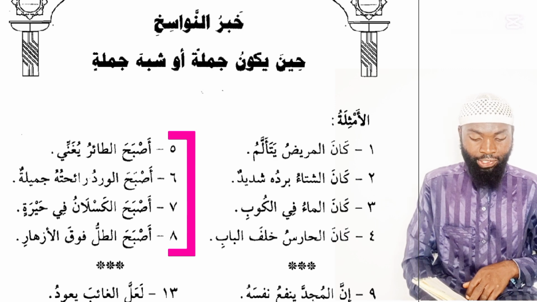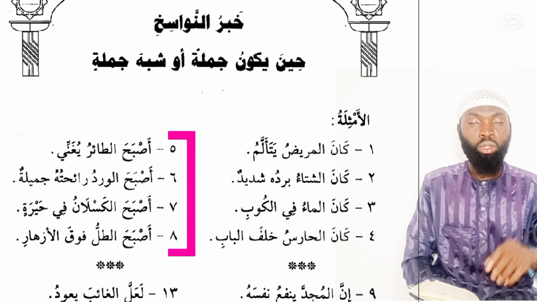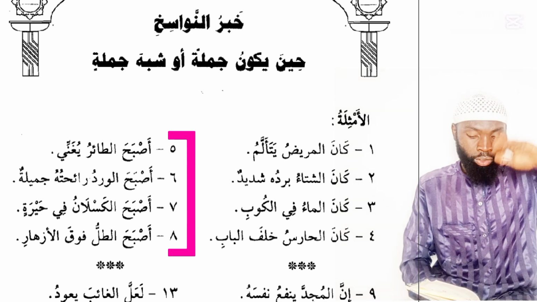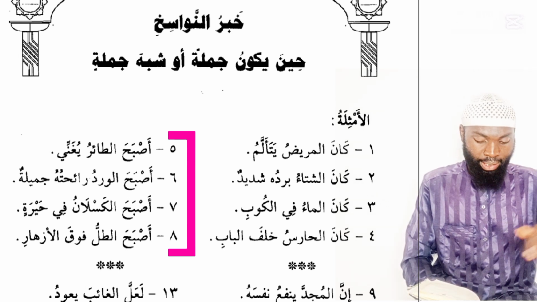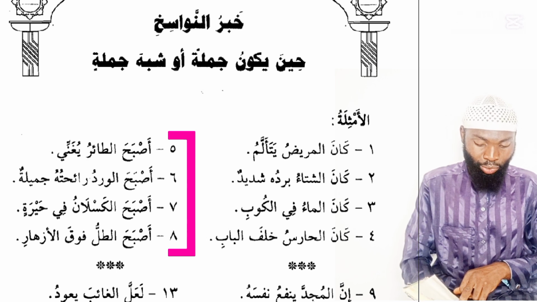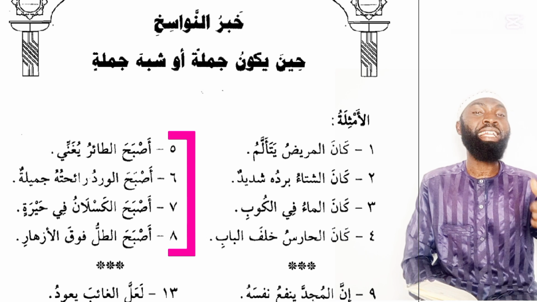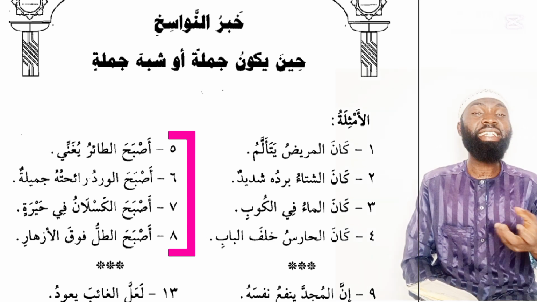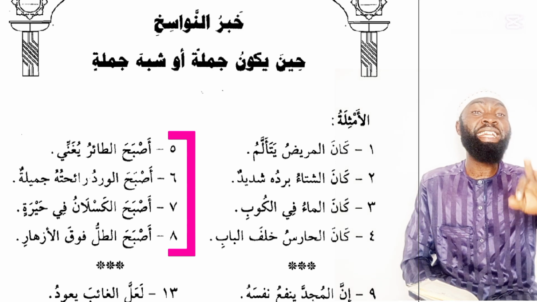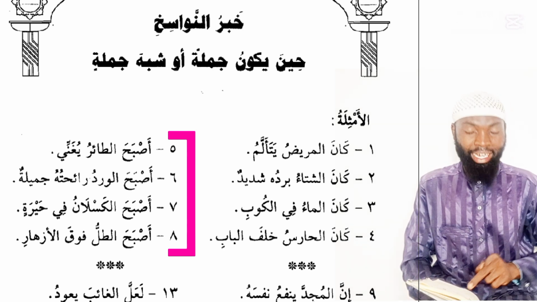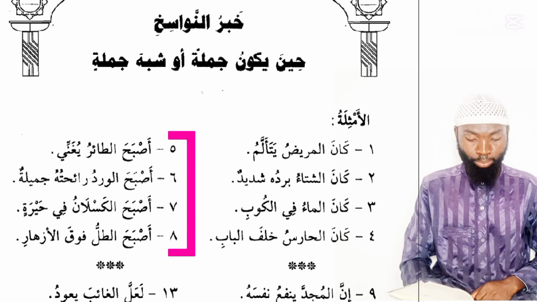We have asbaha tallu fawqa al-azhar. The dew, by the time of the morning, was on top of the flowers. So fawqa here is also coming as zarfun. Then we have asbaha al-kaslanu fi hiratin. That is, the lazy person wakes up in doubt. So fi there is harfu jarrin and hiratin is ismun majrur.